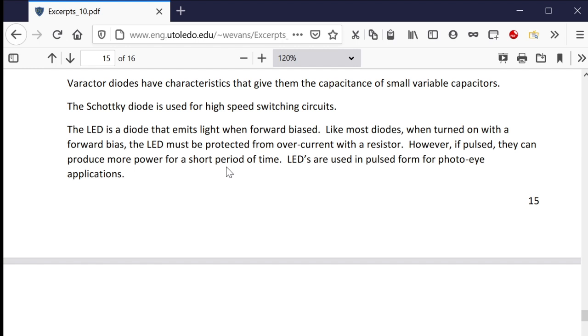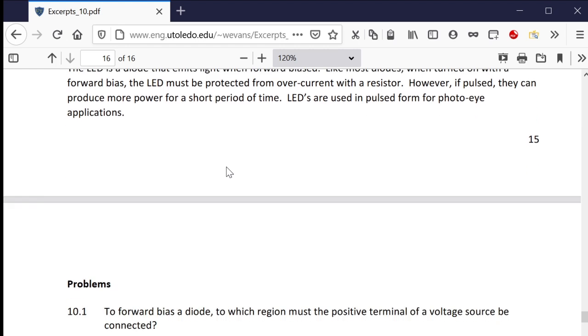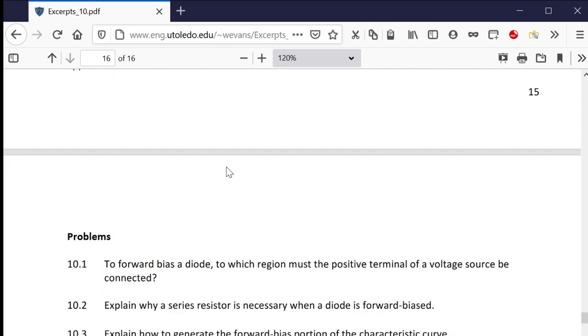Like most diodes, when turned on, the LED must be protected from overcurrent with a resistor. However, if pulsed, it can produce more power for a short period of time. LEDs are used in the pulsed form for photo eye applications.